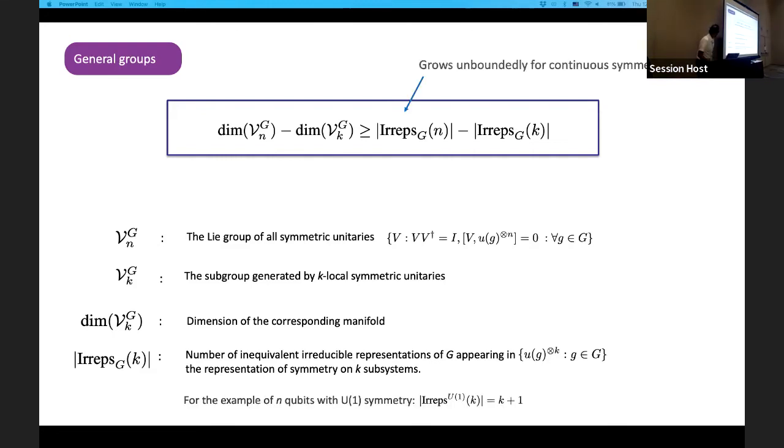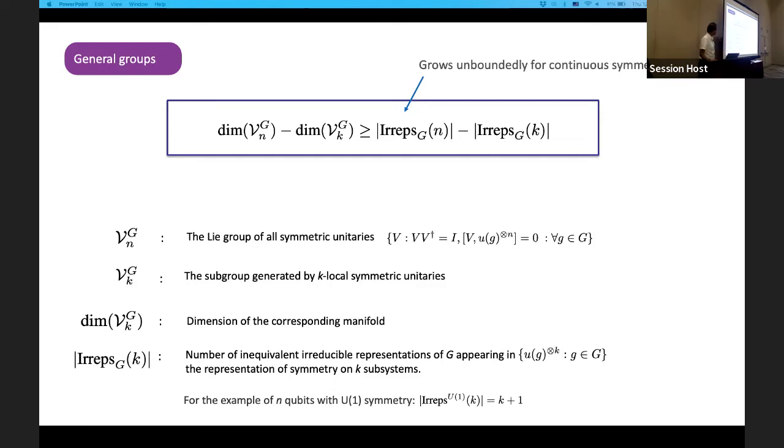Okay, so in general, for a continuous symmetry such as U1 or SU(d), this number of inequivalent irreducible representations grows unboundedly with n, whereas the second term, which is just the number of inequivalent irreps on k subsystems, is a constant. So in general, this gap between the dimension of these two manifolds constantly grows with the system size. So the situation becomes worse and worse as the system grows, and this gap increases basically.